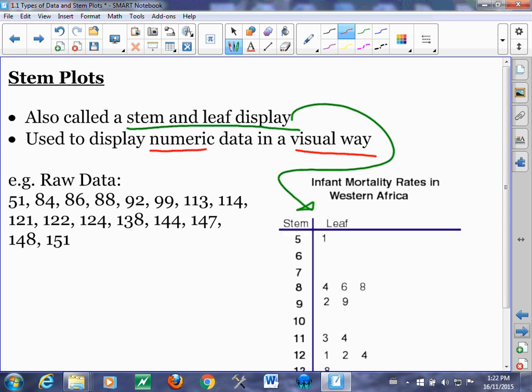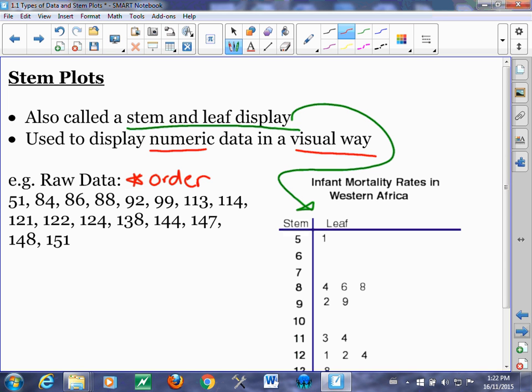Okay, so here's an example, ladies and gentlemen, of raw data. Make sure you put it in order. So place data in order before you create a stem plot. And what you need to realize is that the leaf has the last digit, and the stem has the ones in front of it.